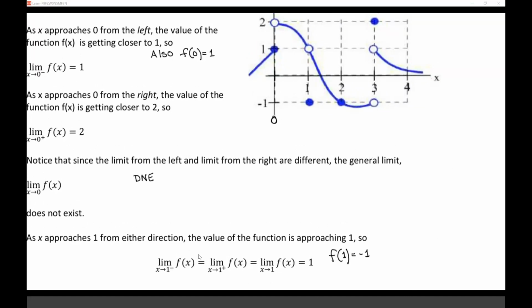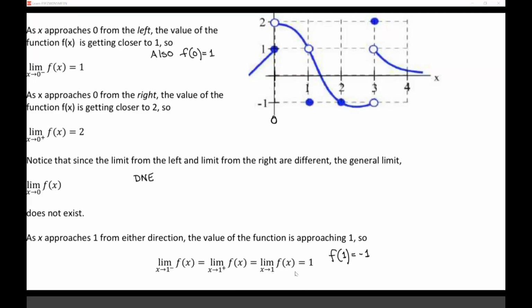What I was talking about was this example. As x approaches 1 from the left, y is approaching 1. As x approaches 1 from the right, y is approaching 1. So the limit exists at 1. The function value is a different number, right? f of 1 is down here at -1. See the circle?